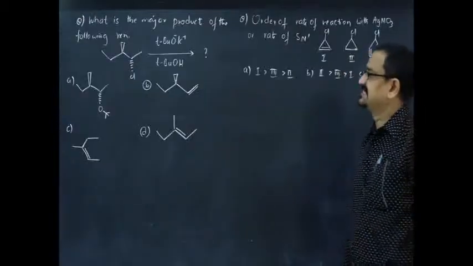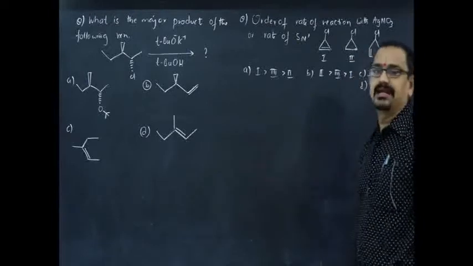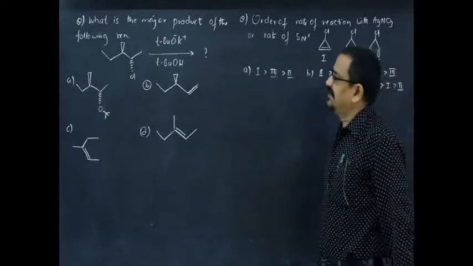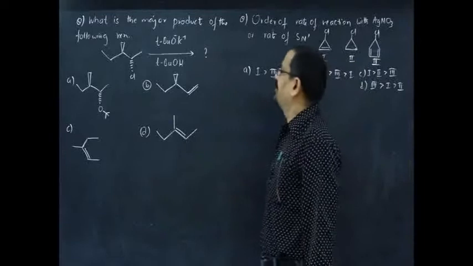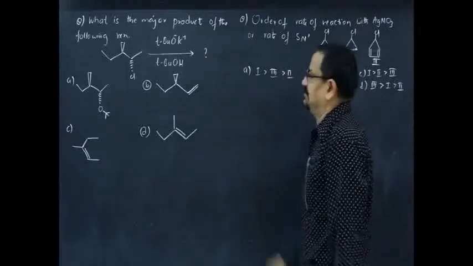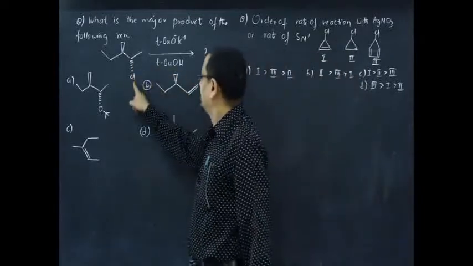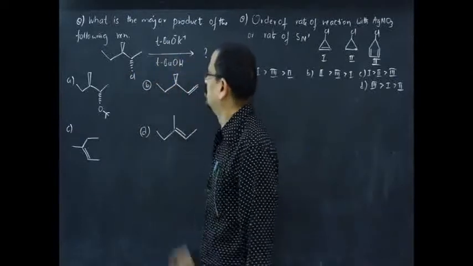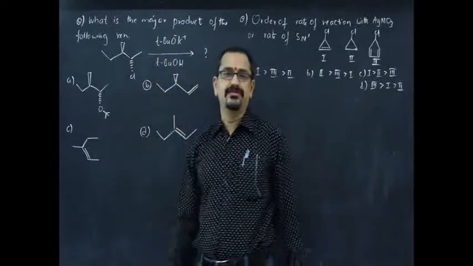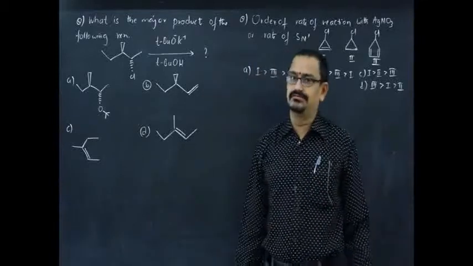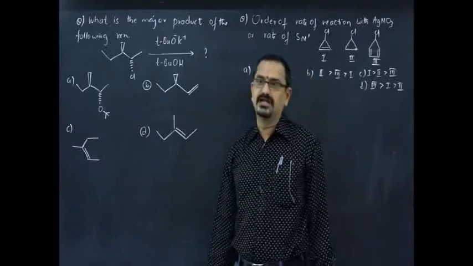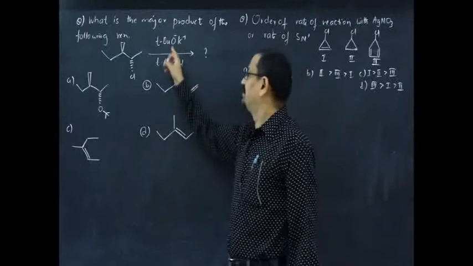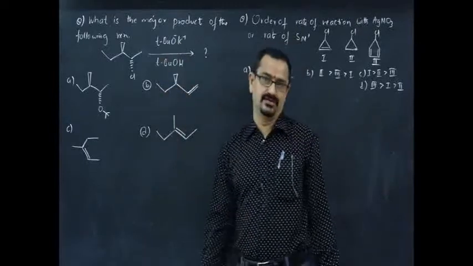Now, let us discuss some questions on these chemical properties of alkyl halides. What is the major product of the following reaction? So, this is a secondary alkyl halide given in presence of tertiary butoxide and tertiary butyl alcohol. So, this condition stands for alcoholic potash, right? Alcoholic KOH. These two conditions indicate that this is alcoholic KOH.